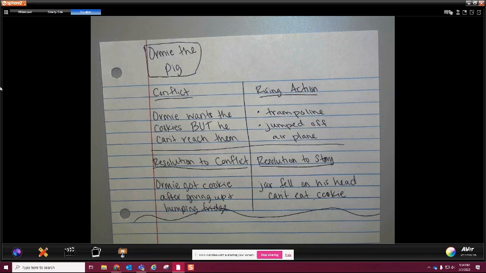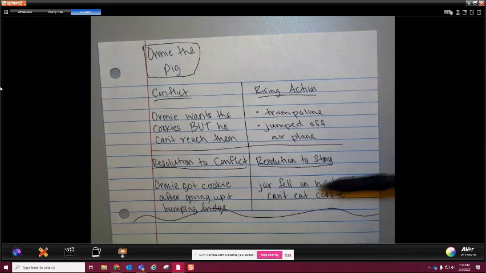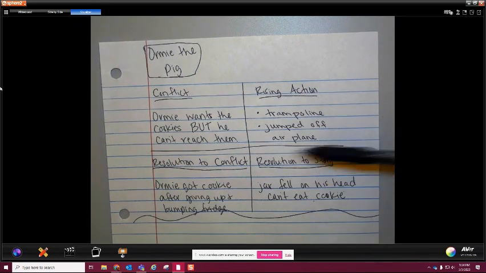If you want to write something different, that's fine. But the really cool thing about this, and you can do this with any fictional story like this, is you can come up with a conflict, have rising action, have resolution of conflict, resolution of story, and then if you end up saying them, this is essentially a summary of that story.